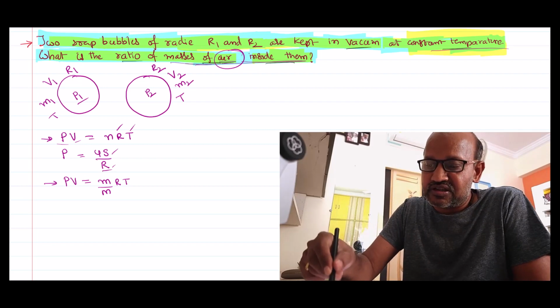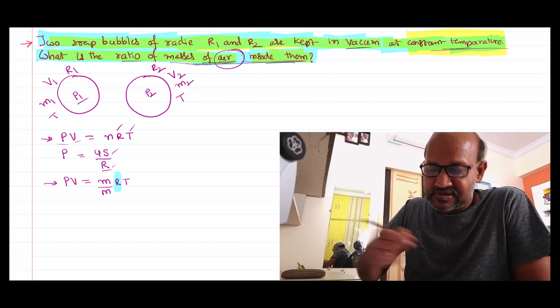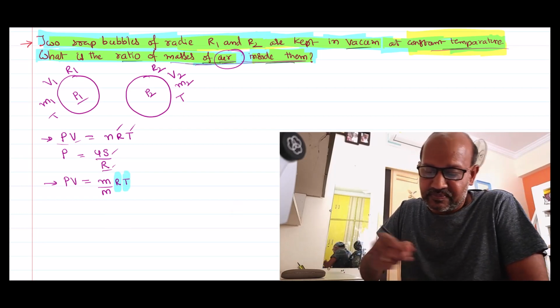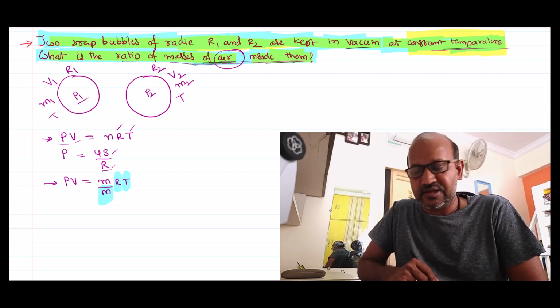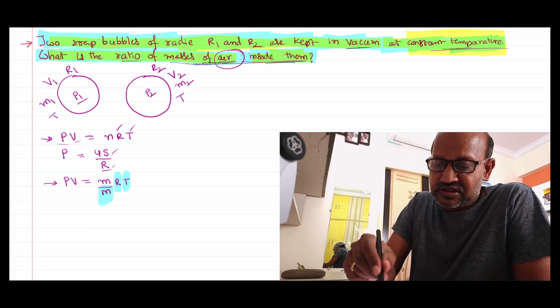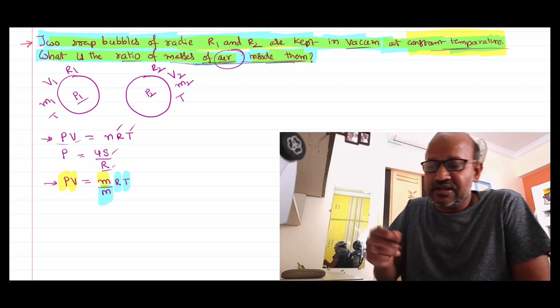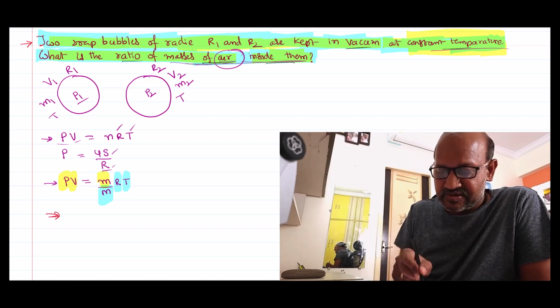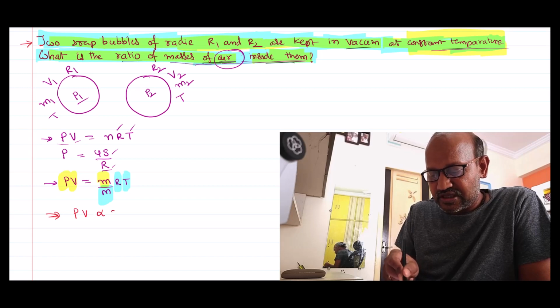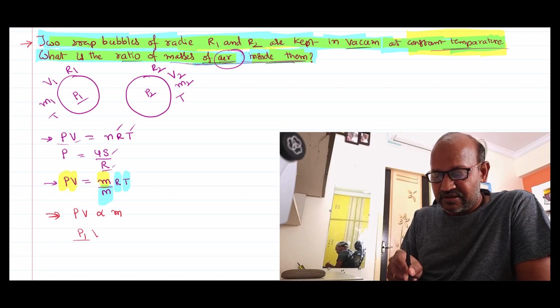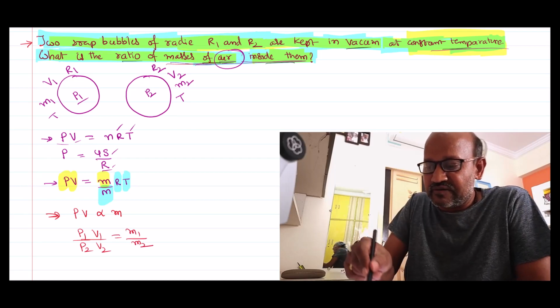So what are the constants in the given problem now? The universal gas constant is constant over the entire universe. Temperature is constant, given in the problem. Molecular weight is constant because the same air is present in both the bubbles. So the other terms are variables: pressure, volume, mass. With these variables, we can write an equation. Pressure and volume are directly proportional to mass. So writing the proportionality, P1 V1 by P2 V2 equals M1 by M2. That's what we have to find out, the ratio of the masses.